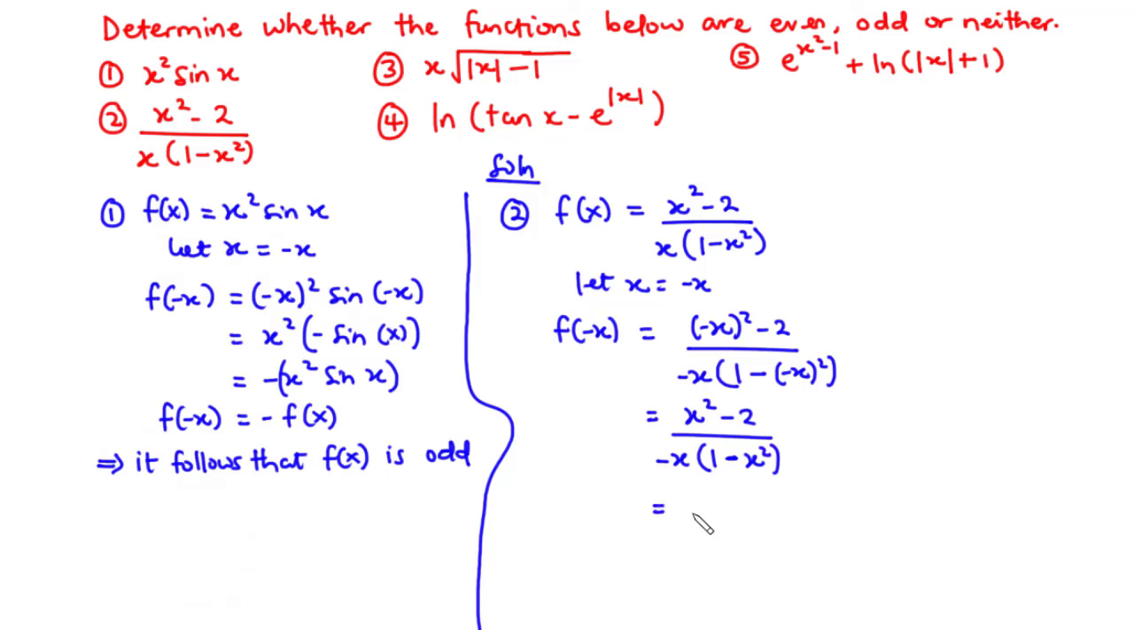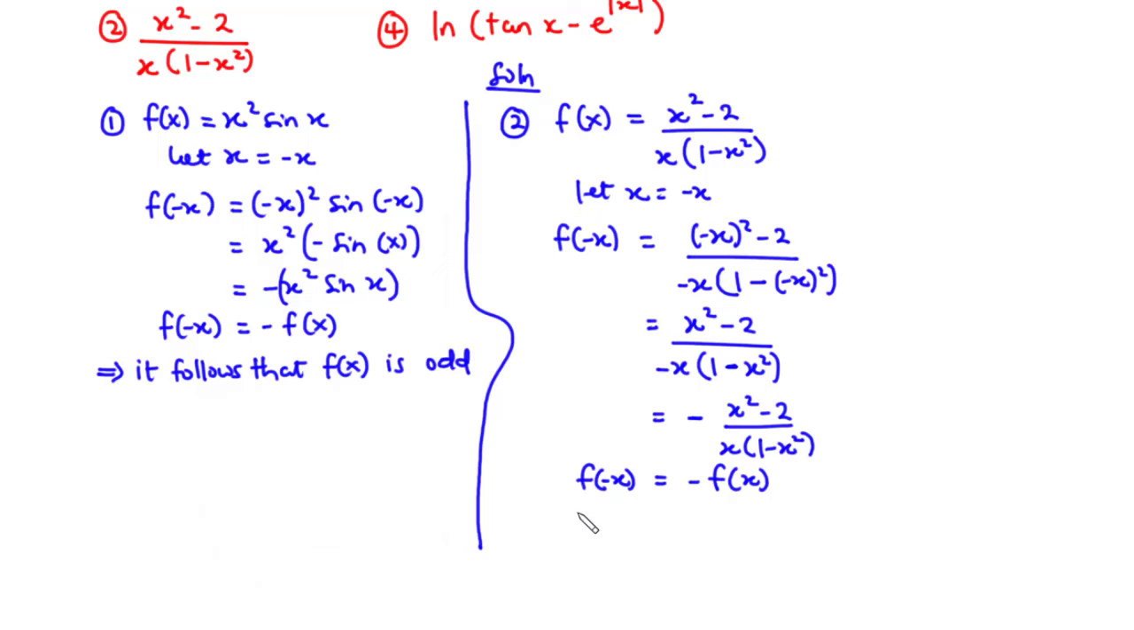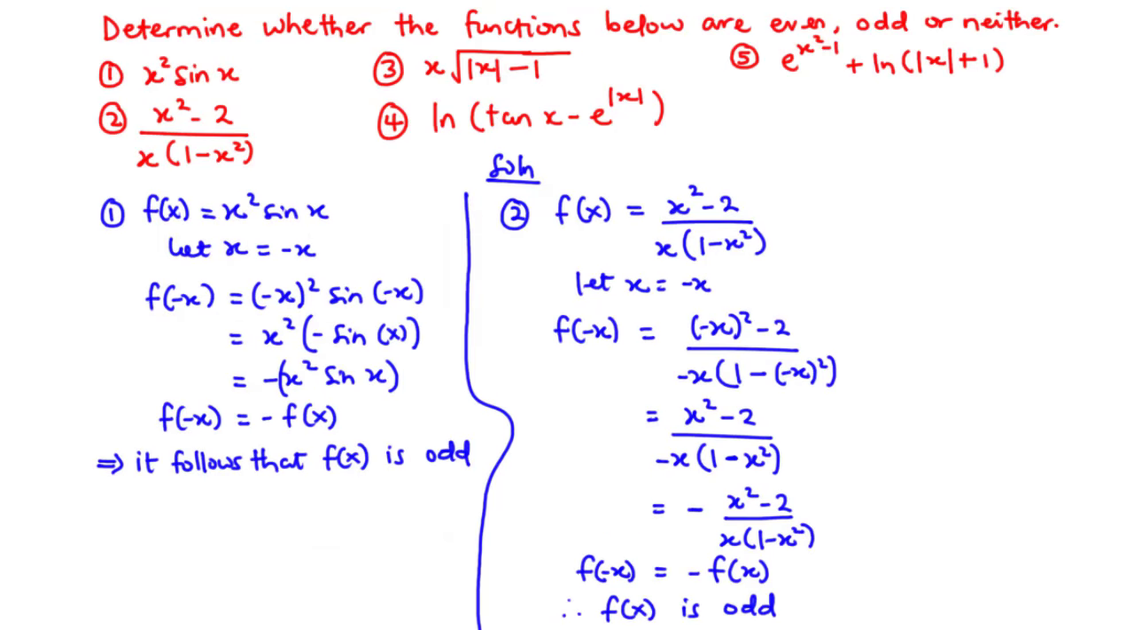Now we can further simplify this as negative, so this negative comes here, negative x square minus 2 divided by x into brackets 1 minus x square. Now x square minus 2 divided by x into brackets 1 minus x square is f of x. Therefore, we say that f of negative x is equal to negative f of x. In that case, this is f of x, so this function is an odd function. Now let's move on as we solve question 3.